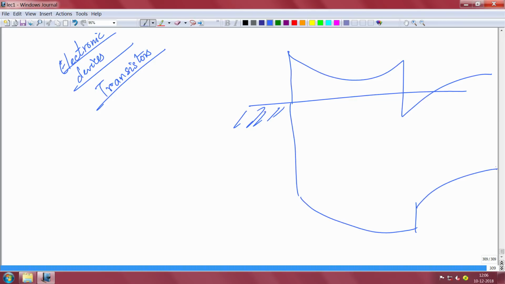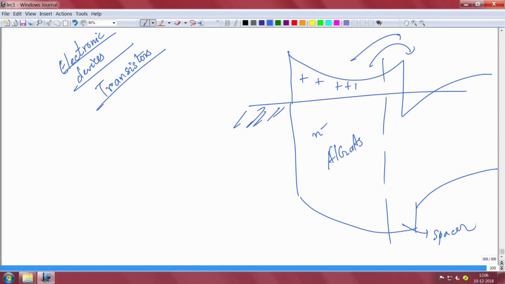If you remember, this is your aluminum gallium arsenide layer, which was doped, and then there was a spacer layer which was undoped. The donor levels here will donate the electrons, and these electrons will come here and form the electron gas. You remember that?